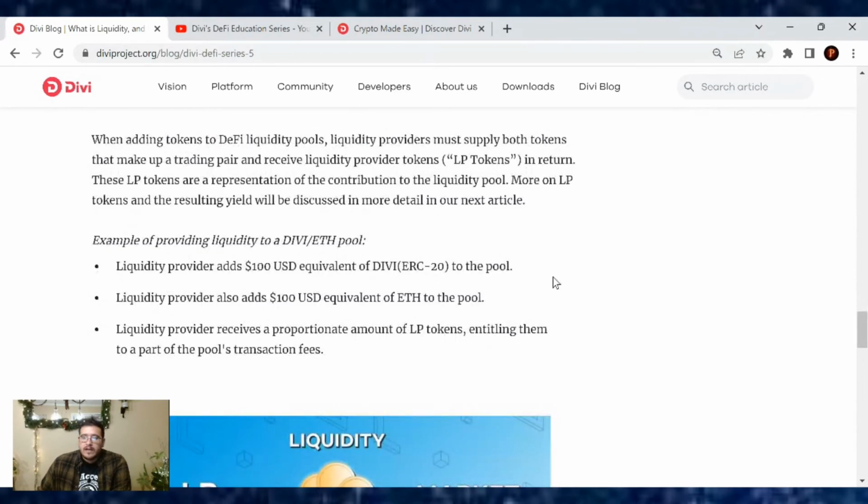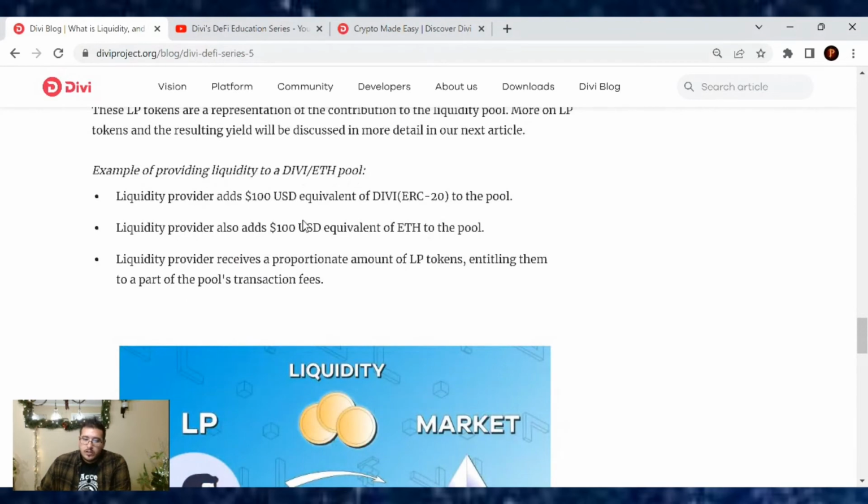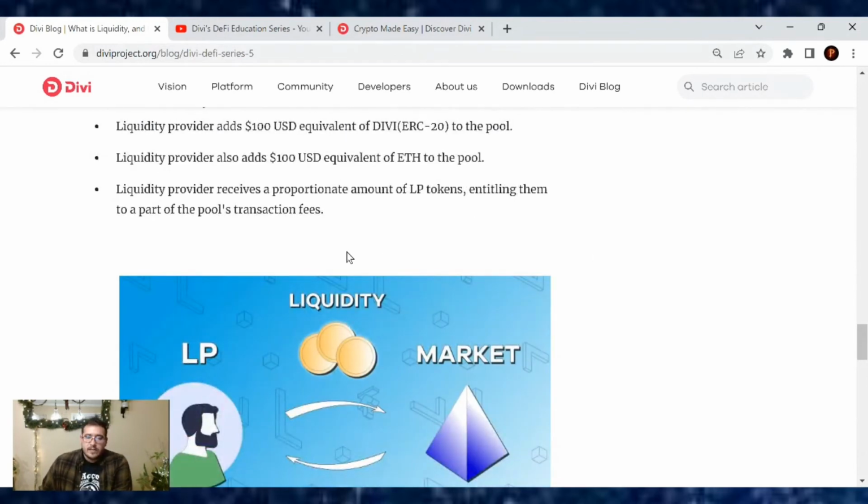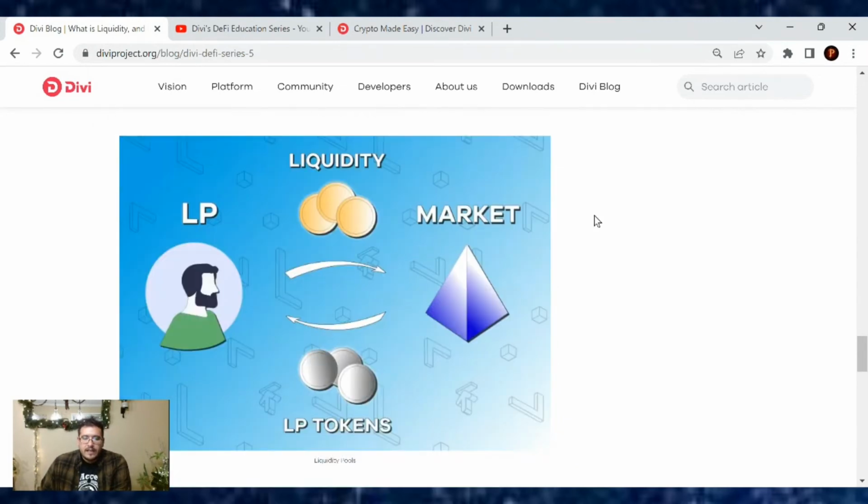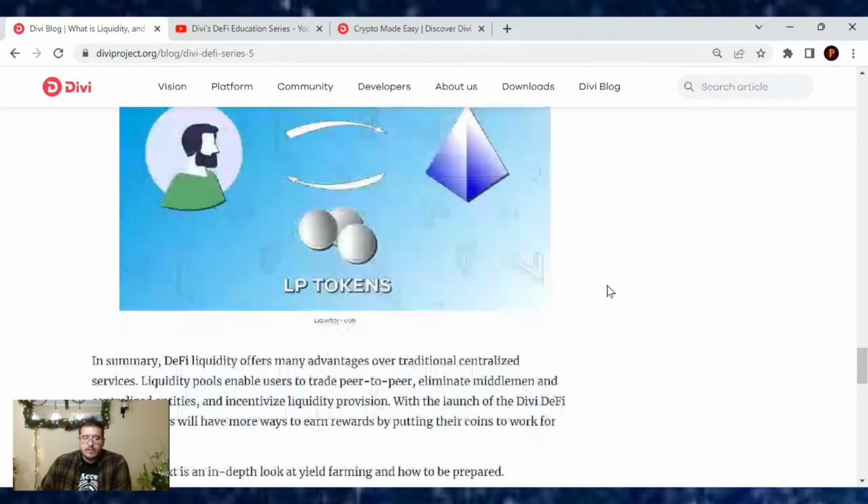Now, an example of providing liquidity to a Divi and Ethereum pool. So a liquidity provider adds $100 USD equivalent of Divi, otherwise the ERC20 version, so eDivi, to the pool, and the liquidity provider also adds $100 US dollars equivalent of Ethereum to the pool. The liquidity provider receives proportionate amounts of LP tokens entitling them to a part of the pool, or a part of the pool's transaction fees. Now here's a graph or an image of liquidity and LP tokens. So we have the liquidity pool going to the market, in return for which the LP will receive LP tokens.